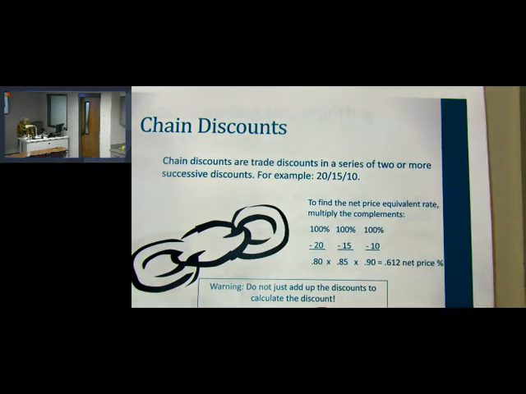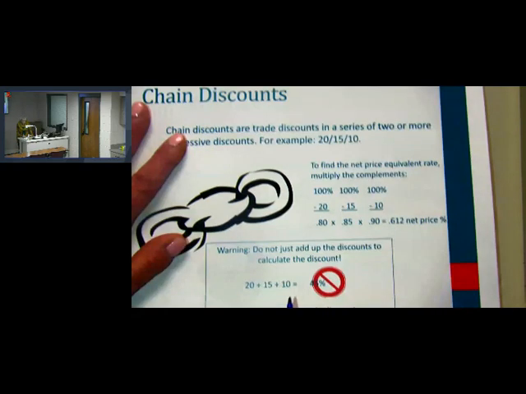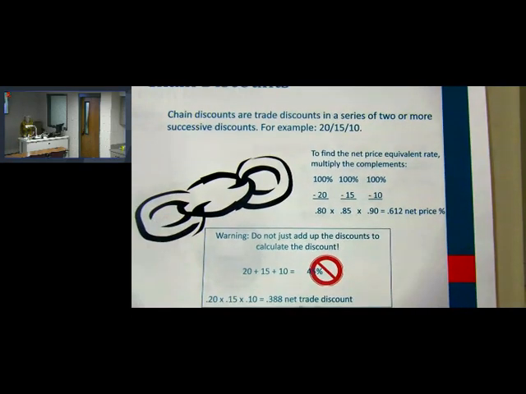As we see in this picture here, you can never add these together and say, oh, that must be a 45% discount, 20 plus 15 plus 10. No, you never add your chain discounts because they all go off of different nets. So there is such a thing in Chapter 7. It's kind of wordy.